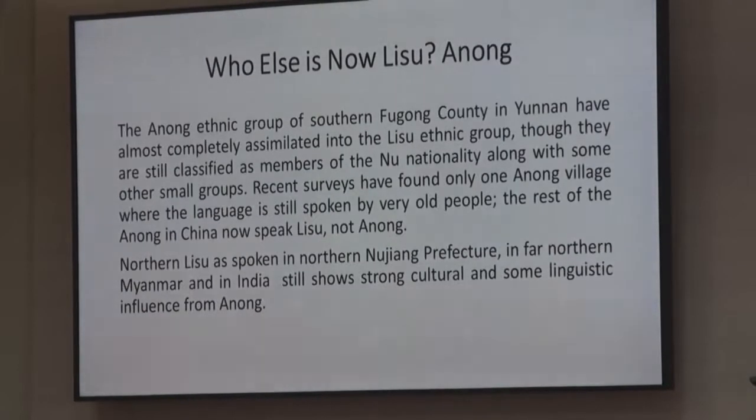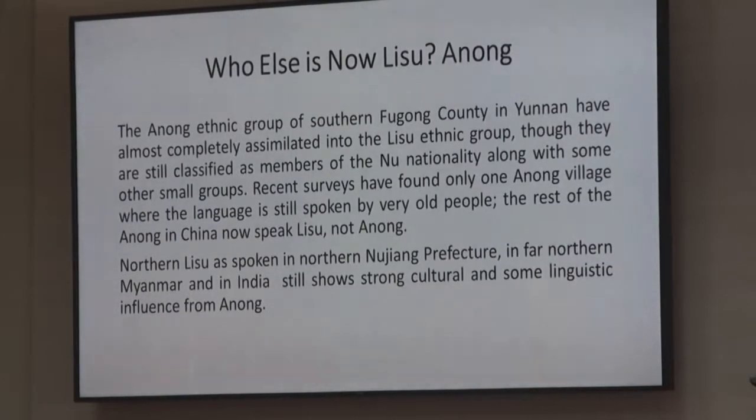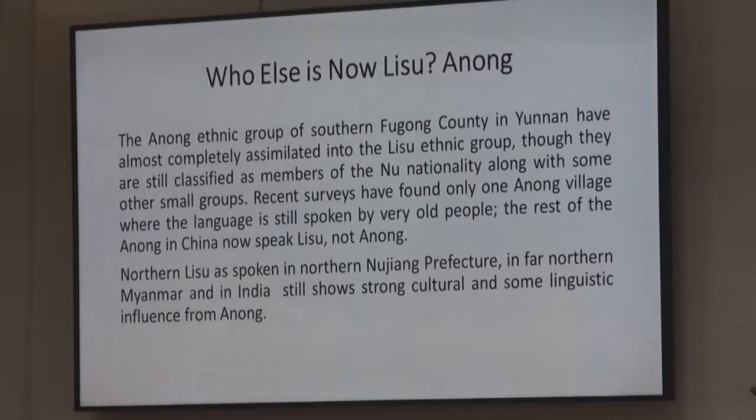Next slide, please. In the area that the Lisu moved into about 500 years ago in southern Fugal County in Yunnan, they have completely assimilated another ethnic group, the Anum group, who are members of the new nationality. There are only a few very old people who still speak this Anum language. Next slide, please.